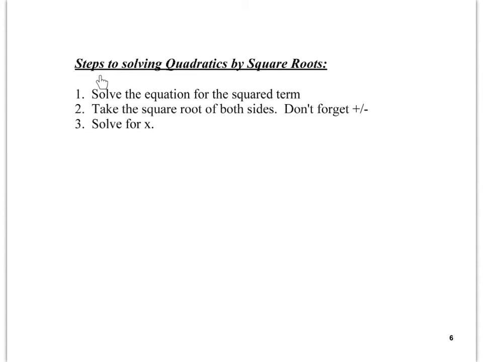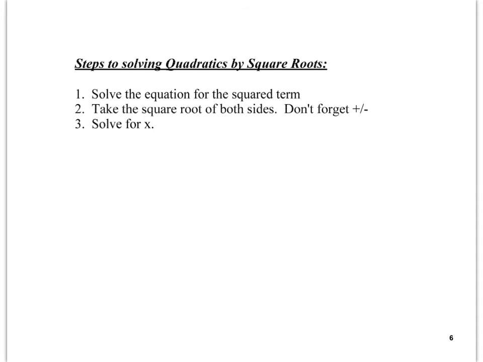So, steps to solving quadratics by square roots. Method number 2. We solve the equation for the squared term. In other words, get the squared term by itself. Get the x squared by itself. We then take the square root of both sides. Don't forget the plus or minus. And if we need to, solve that for x. Let's watch.